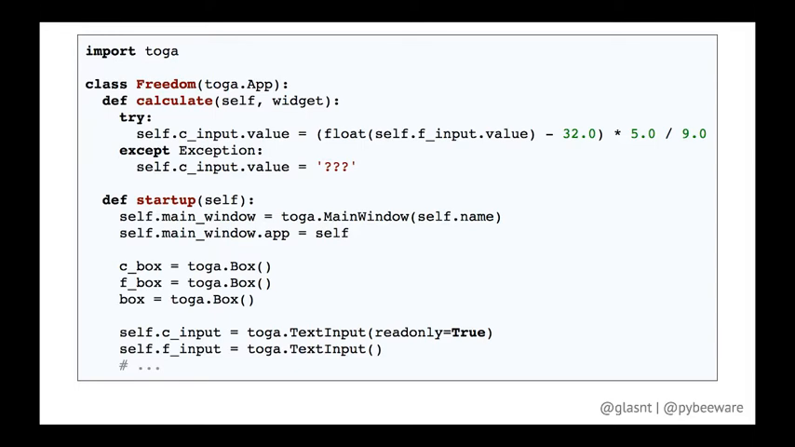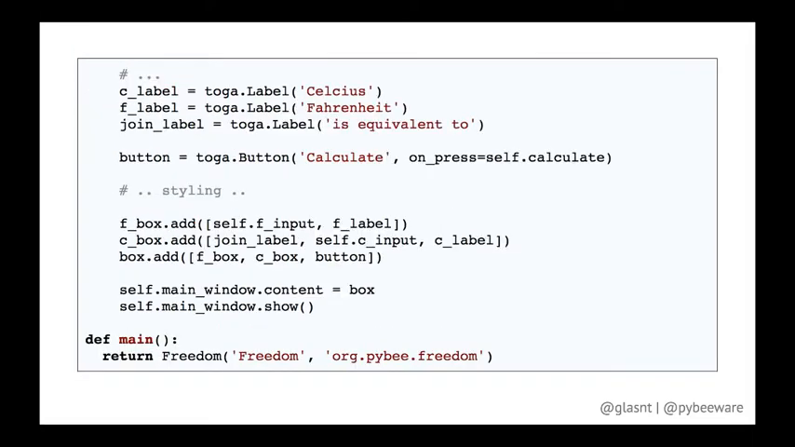We import Toga, we define a class, a calculate function, which takes our Fahrenheit input and outputs Celsius. We then have our startup definition. We initialize our window and we create boxes. We create two inputs, one for Celsius, which is read-only, and one for Fahrenheit. We then create some labels and a button. On the button, we have onPress self-calculate, which will call our calculate function. We then put all our boxes inside the other boxes and show the window.